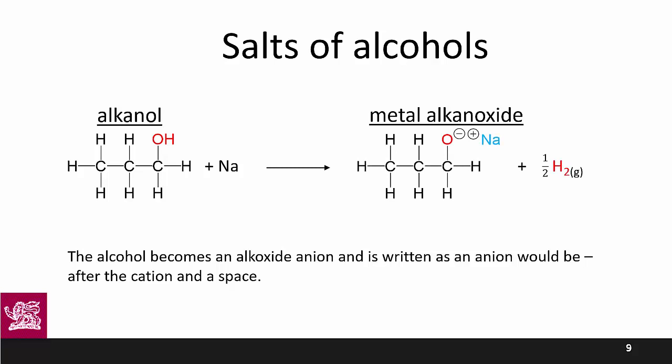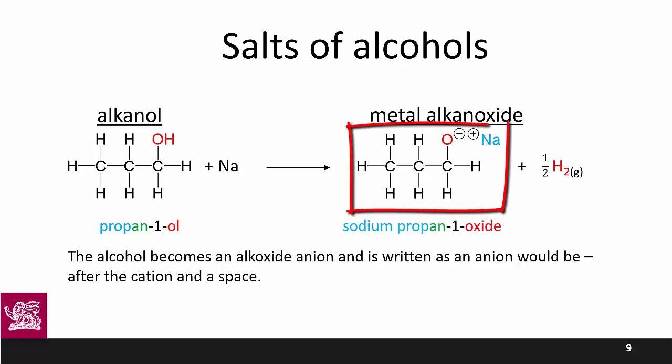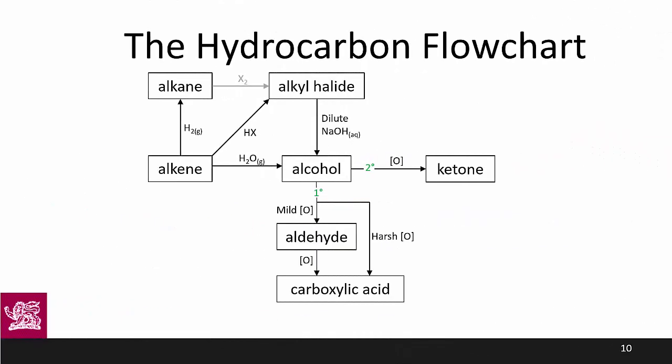I'll give you a chance to name both of these hydrocarbons. This is propan-1-ol. And our product is sodium propan-1-oxide. Don't forget the name of the cation first and include a space between them. And this final reaction allows us to update our hydrocarbon flowchart with one more reaction, sodium metal, to form the alkanoxide.